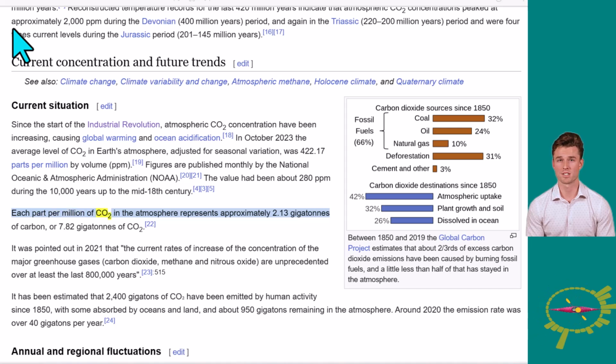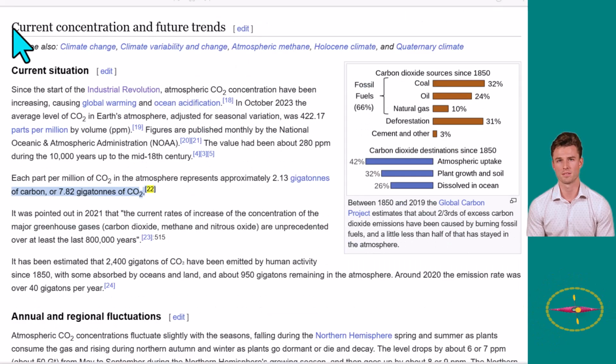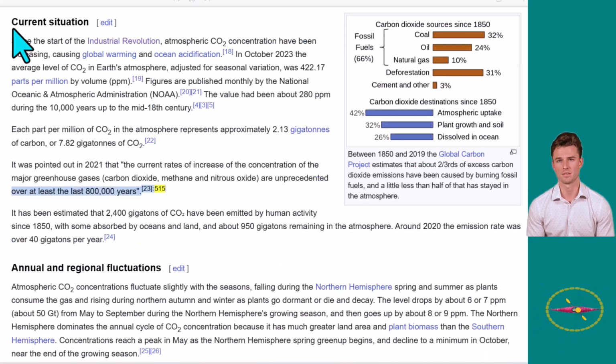Each part per million of CO2 in the atmosphere represents approximately 2.13 gigatons of carbon, or 7.82 gigatons of CO2. It was pointed out in 2021 that the current rates of increase of the concentration of the major greenhouse gases, carbon dioxide, methane and nitrous oxide, are unprecedented over at least the last 800,000 years.